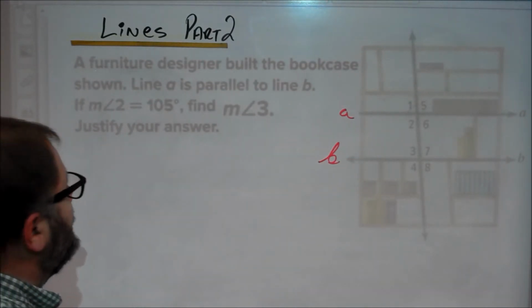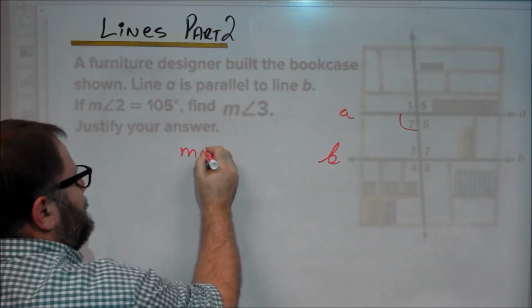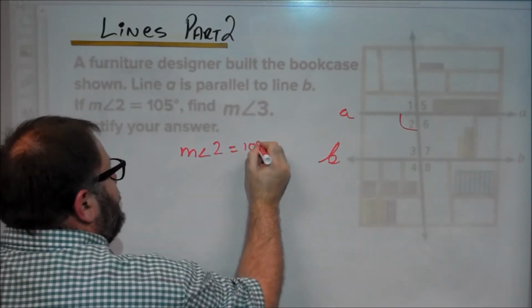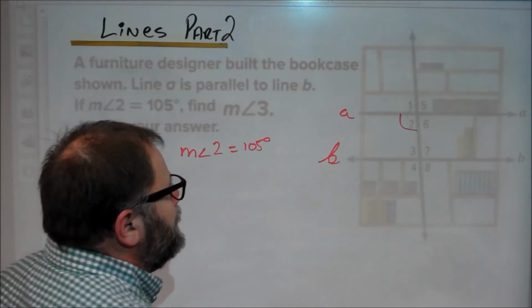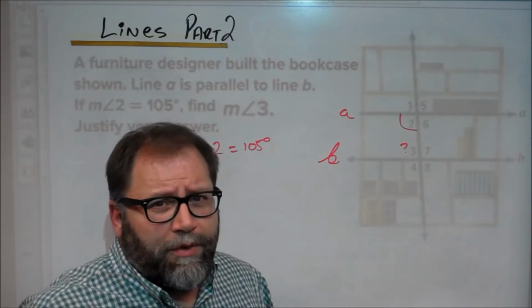And we know that the measure of angle 2 is 105 degrees. So the measure of angle 2 equals 105 degrees. Find the measure of angle 3. Here's angle 3 here. And then justify your answer. So we need a reason here.